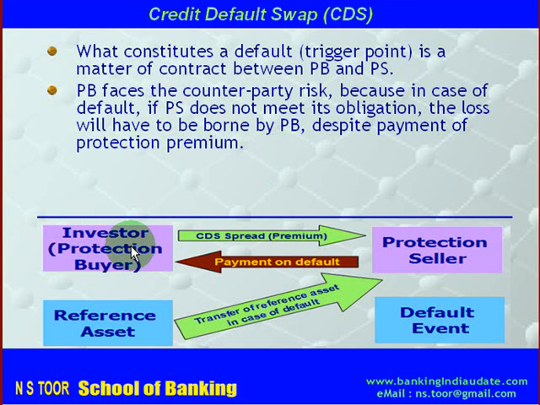Now this protection buyer, when he is covered against default risk on account of the reference asset, is facing another risk that is called counterparty risk, because in case the protection seller fails to meet his obligation, fails to pay the money to the investor, that is the protection buyer, in that case he is facing a counterparty risk. So in that case the loss has to be borne by the protection buyer despite the protection premium payment. So that is how credit default swaps function.